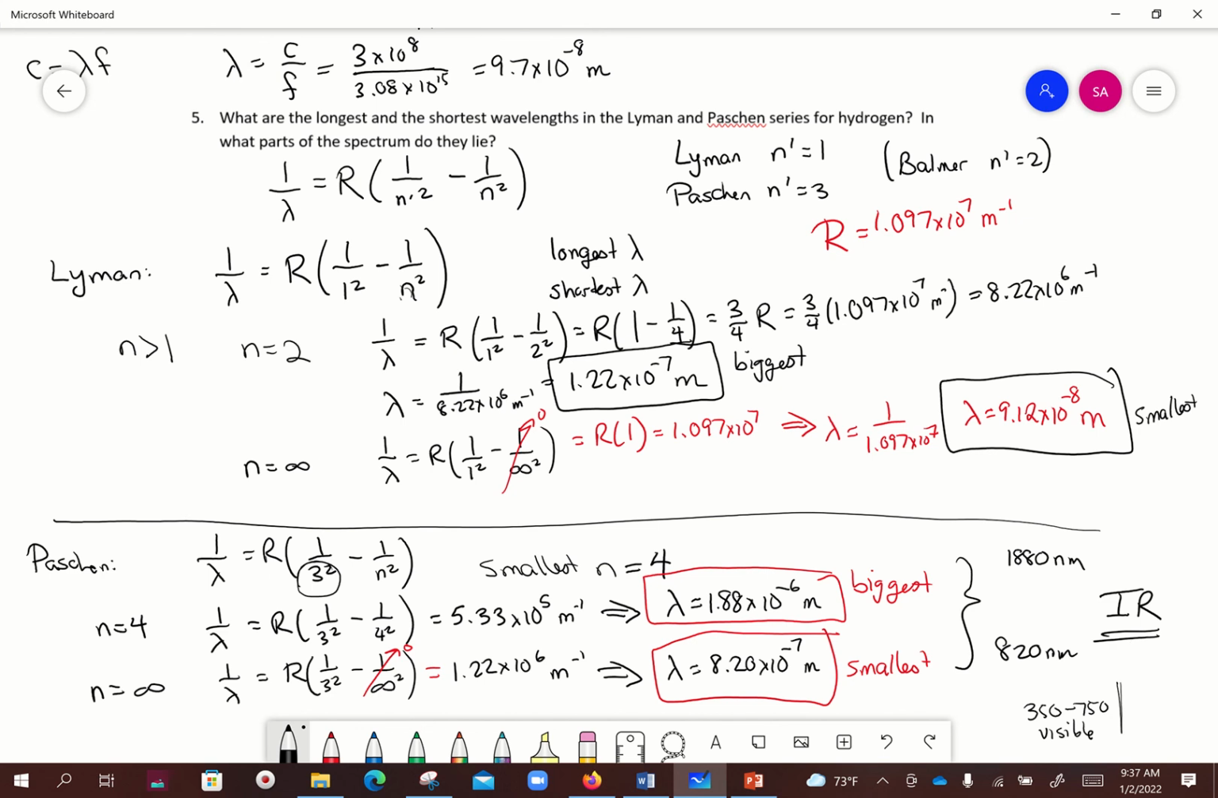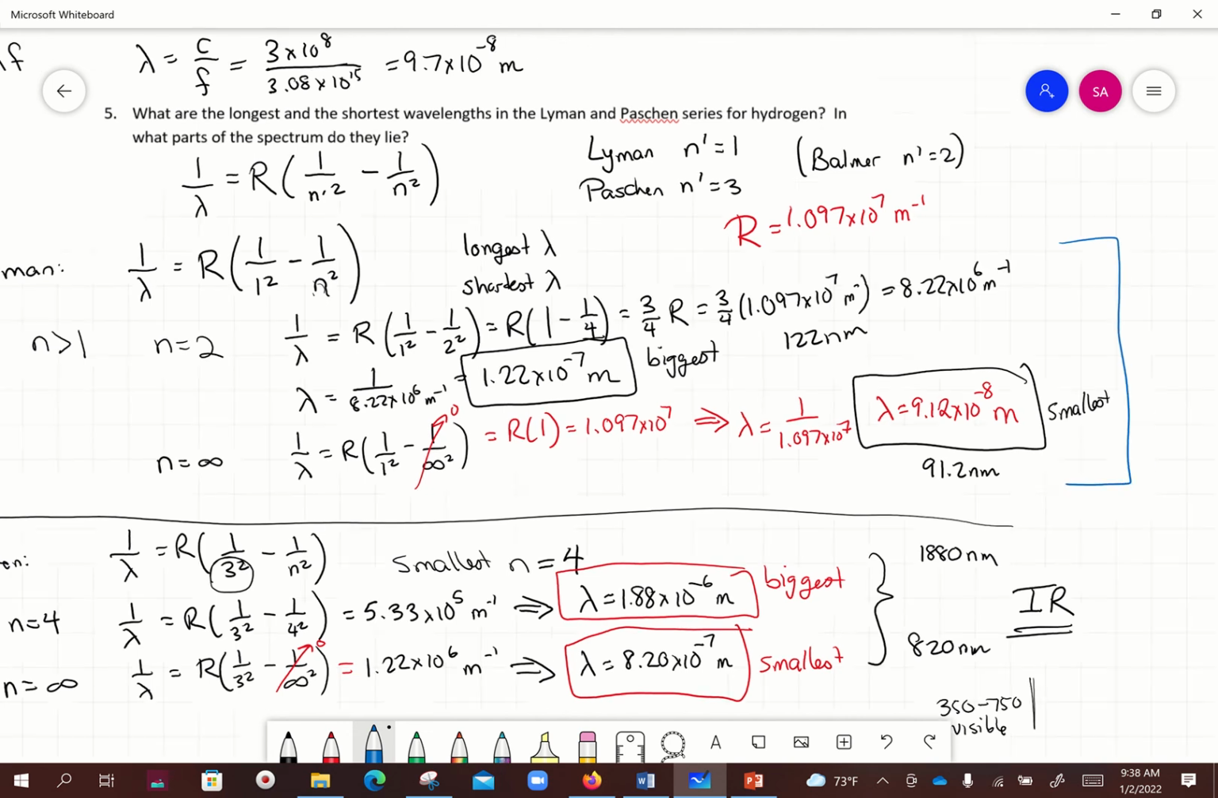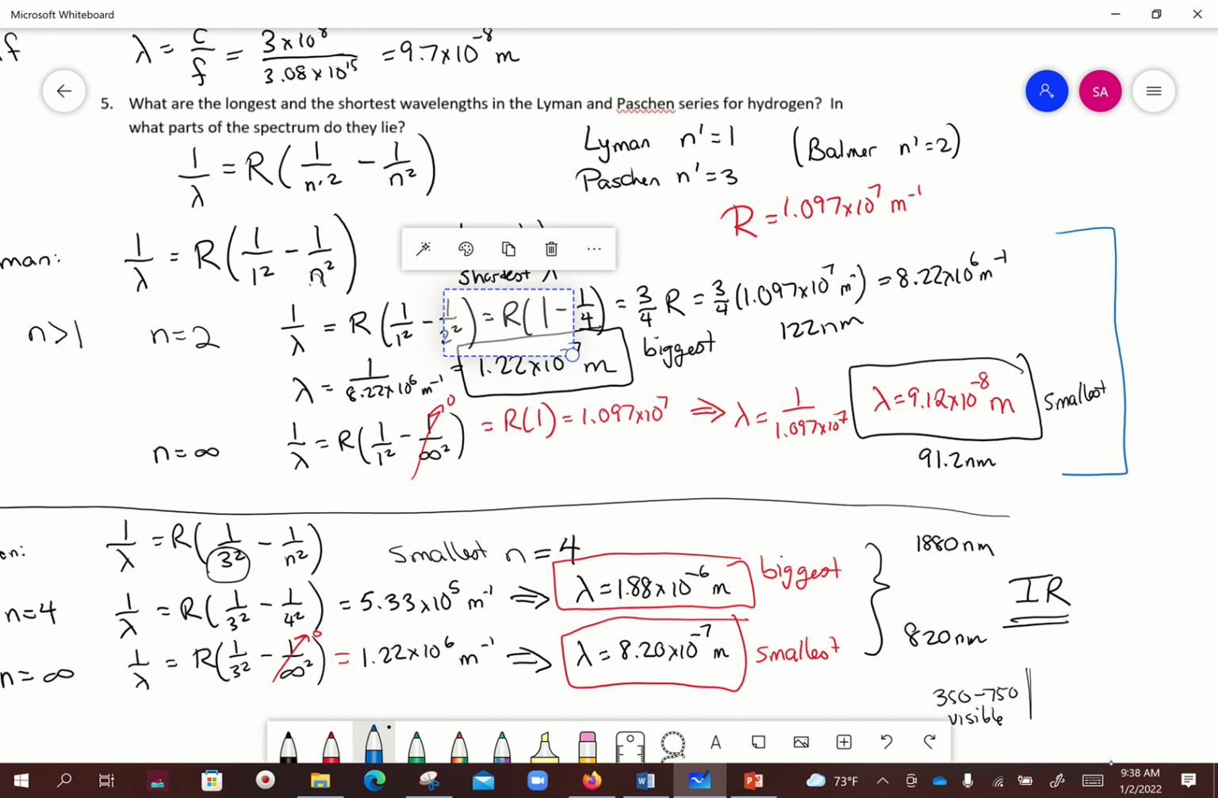Okay, if I look at these ones up here, these wavelengths are something like 122 nanometers and 91 nanometers. So this is a very small wavelength. And so these values here are actually below the visible, and so these are ultraviolet.